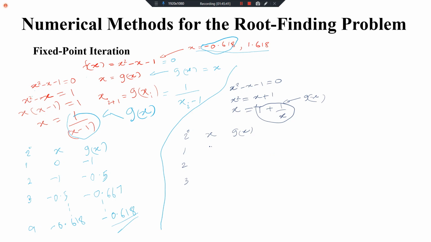If I put 0, the answer goes to infinity, because 1 over 0 just means going to infinity. So we would put 1 here, 1 here. Then dx is 2. Now x is 2, then dx is 1.5. Now x is 1.5, then dx is 1.667.